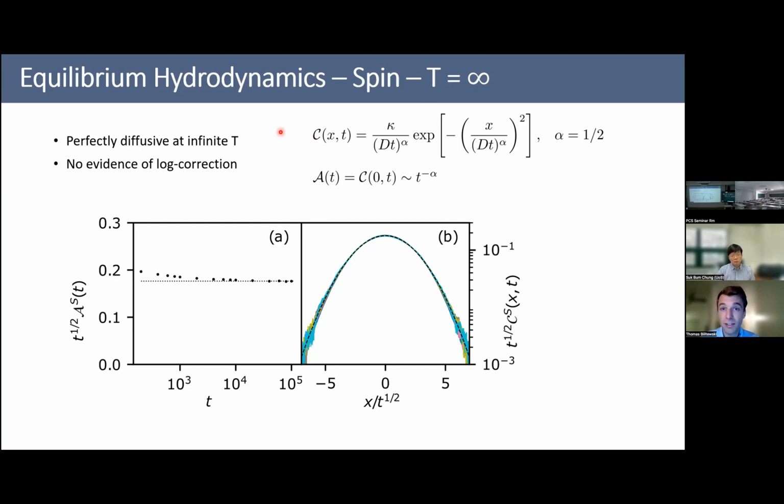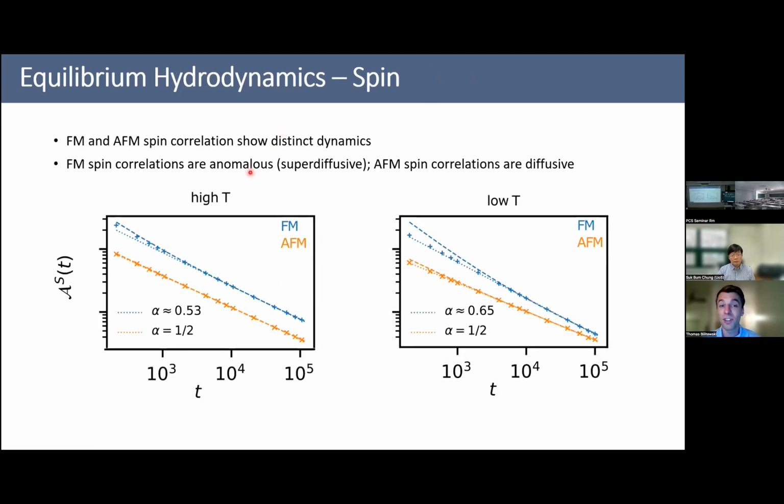Now what we're going to do next is go a bit lower in temperature and see what we see. So at high temperature, not quite infinite temperature, the ferromagnet in blue and the antiferromagnet in orange both show a power law decay of the autocorrelator that is consistent with a half. So they both show diffusive scaling if you are at high enough temperature.